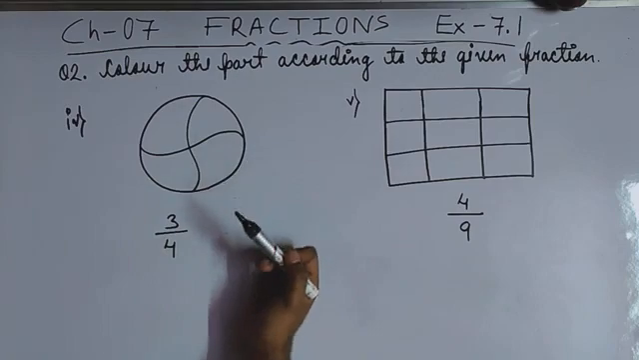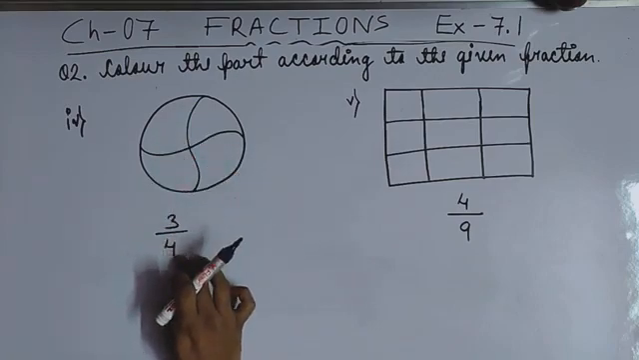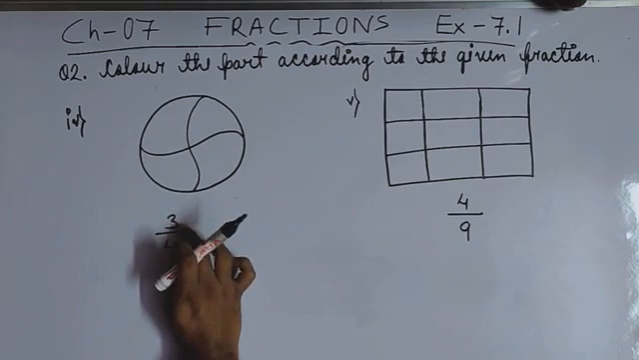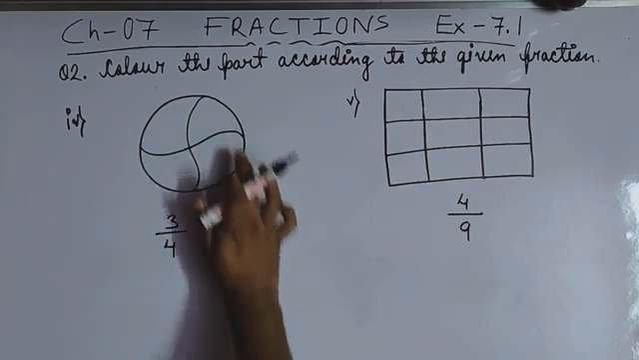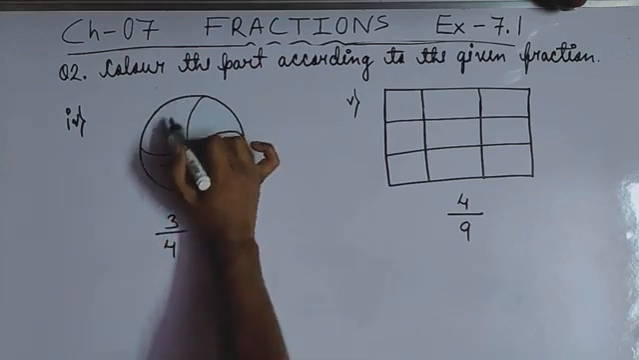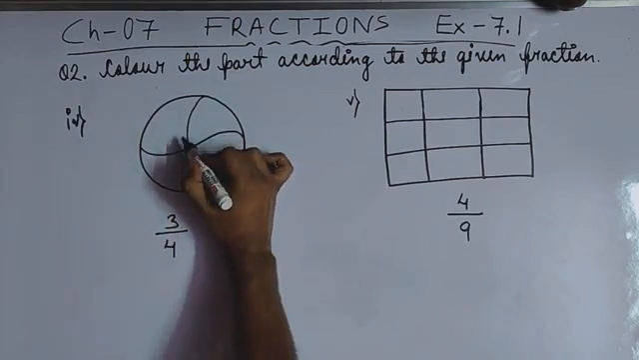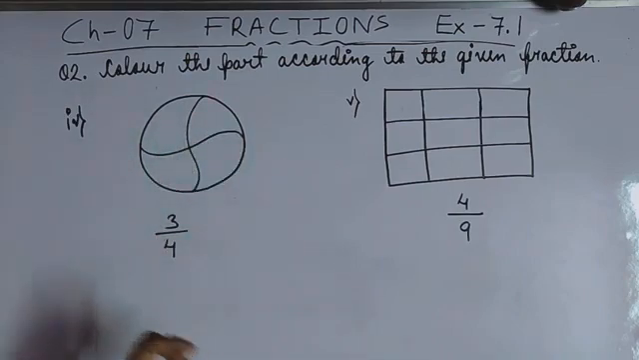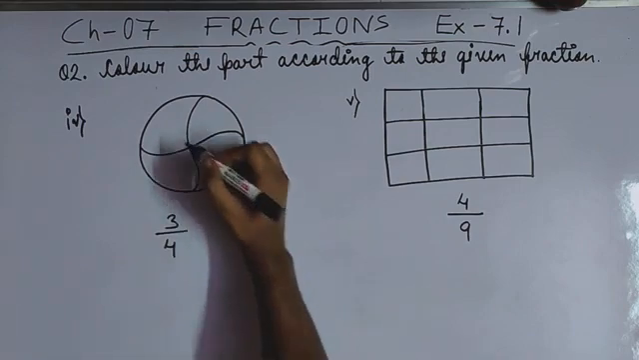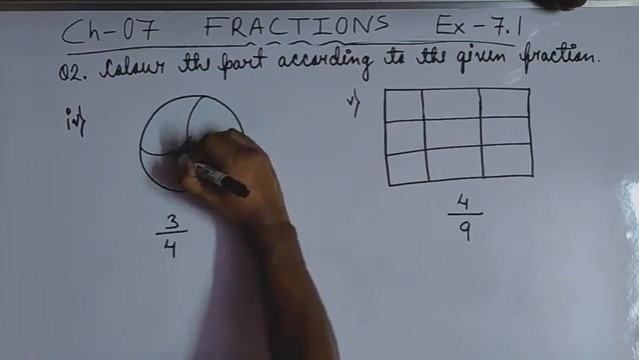So we have to see whether it is divided into 4 equal parts or not. 1 2 3 4, 4 parts are there. In those 4 parts, how many do we have to color? We have to color 3. So here we have to color any 3 parts in this figure. You can use a color pen also. Since I only have this black color, I will be using only black. You can make use of different colors also. Out of 4, I have to color 3 parts. So I am coloring it.